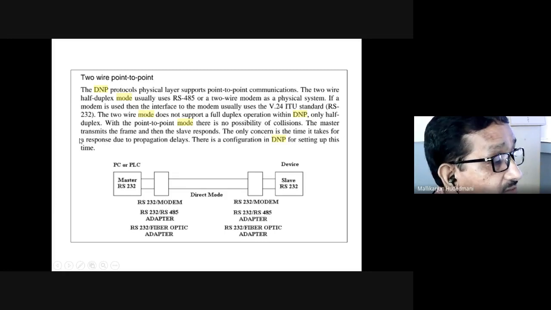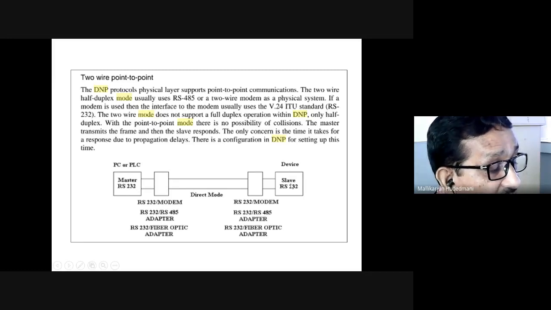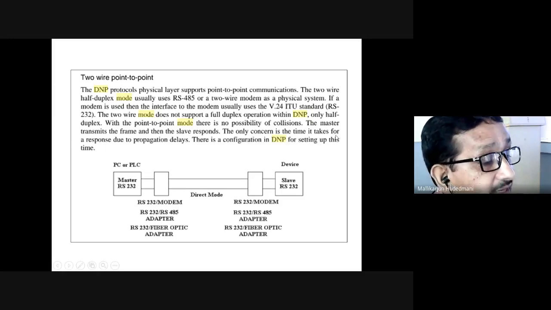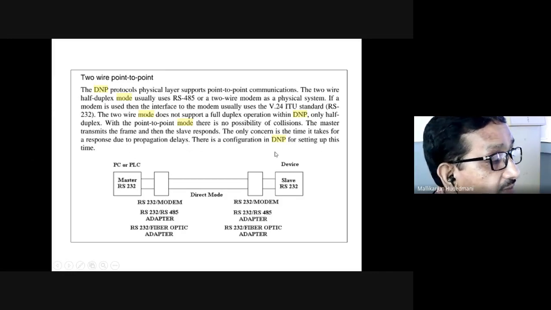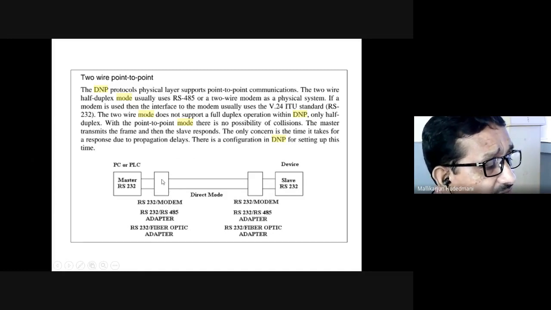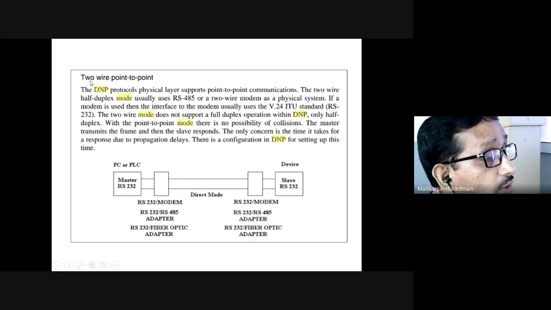The master transmits the frame, then the slave responds. I was speaking about how it sends a handshake signal. It asks, are you ready to get the signal? Yes, it sends it. And when it completes, a completion signal will go back. It takes a certain time to respond due to propagation delays. There is a configuration in DNP for setting up this time. It means it should be connected and configured such that a transaction should happen within a certain time frame. When the time frame has elapsed, the transaction should be closed immediately. This is how the two-wire point-to-point mechanism works.